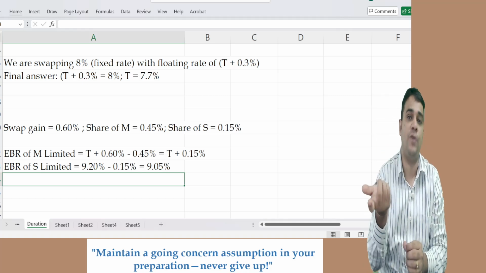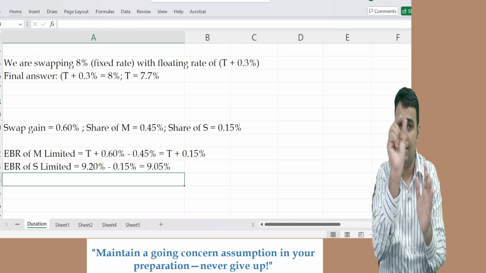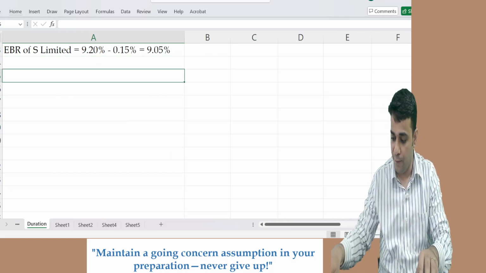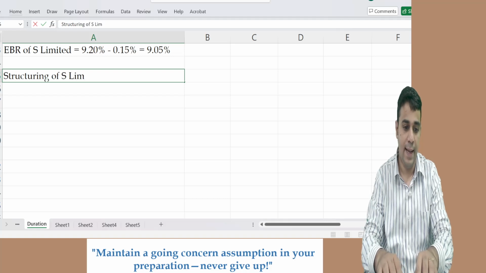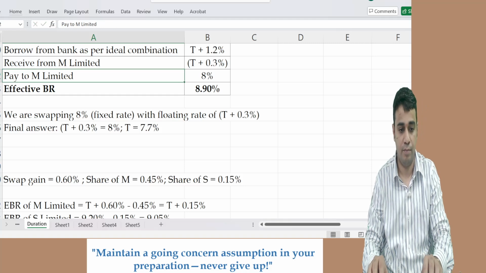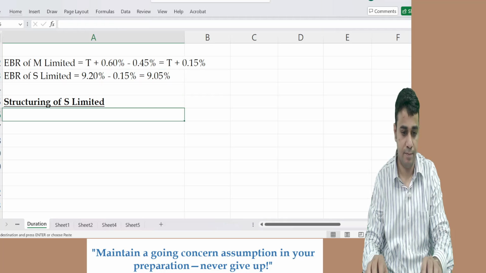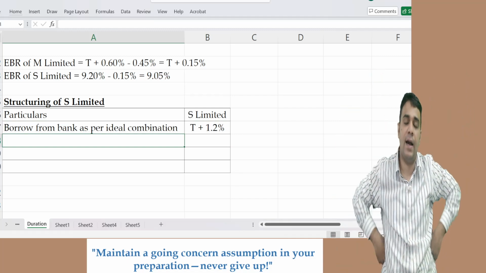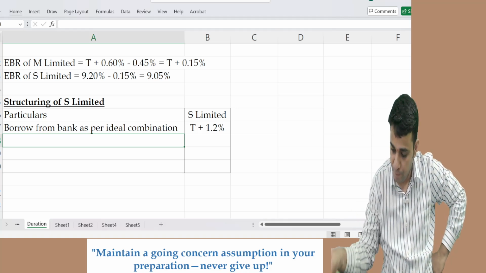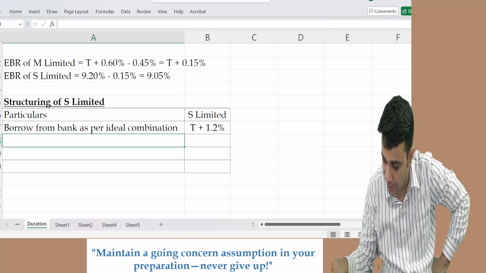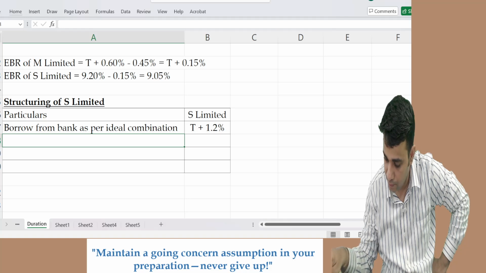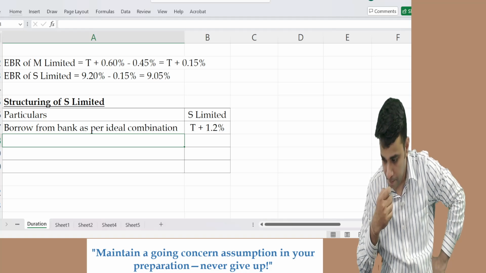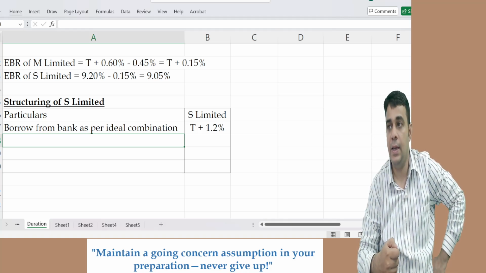Now let's do structuring of S first and then we do M. Doesn't really matter. Net net, T is equal to some number will match. Structuring of S Limited. Particulars on S Limited. First line remains same. Borrow from bank as per ideal combination. T plus 1.2.